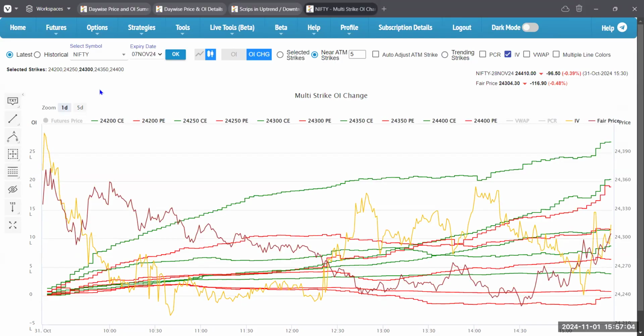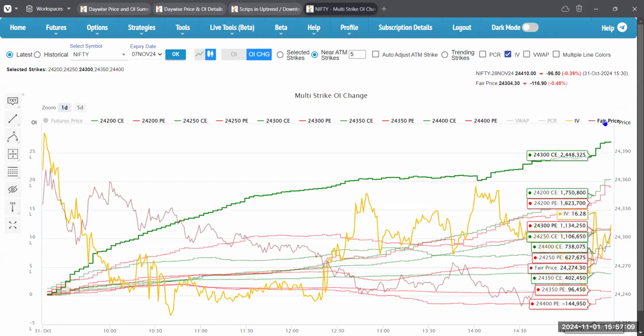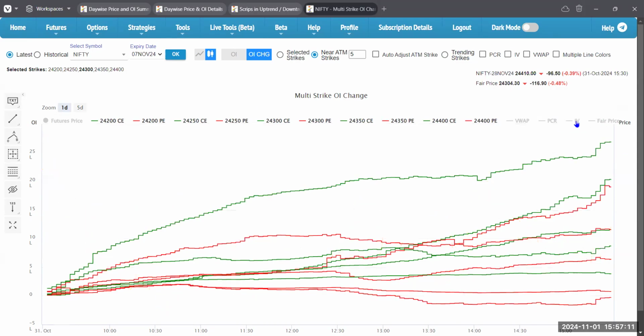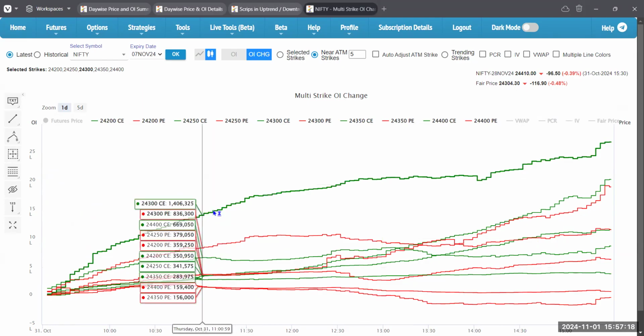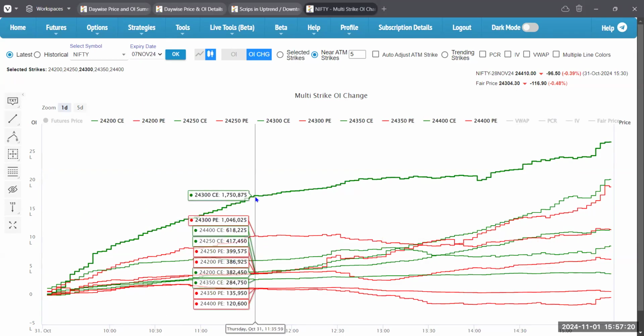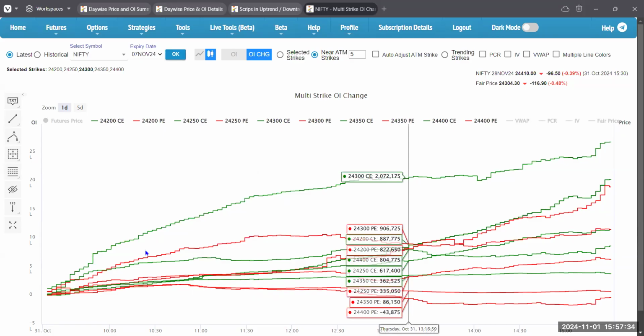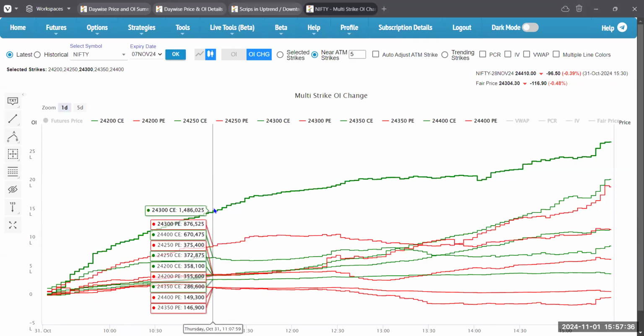So if you see, just remove the fair price and all these things, let only the strike. यहाँ देखिए, ग्रीन स्ट्राइक पर अगर आप कर्सर रखें, it is 24,300 CE. जो स्ट्राइक सबसे ऊपर जा रही हो और आउटस्टैंडिंग उसमें OI बिल्डअप हो रहा हो, उसको सिंपली सेल कर दीजिए या उसका स्प्रेड बना दीजिए, सिंपल. बहुत लोग करते हैं.